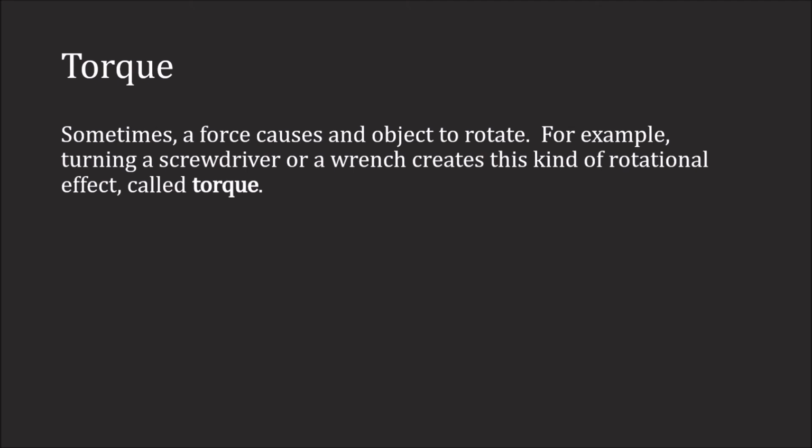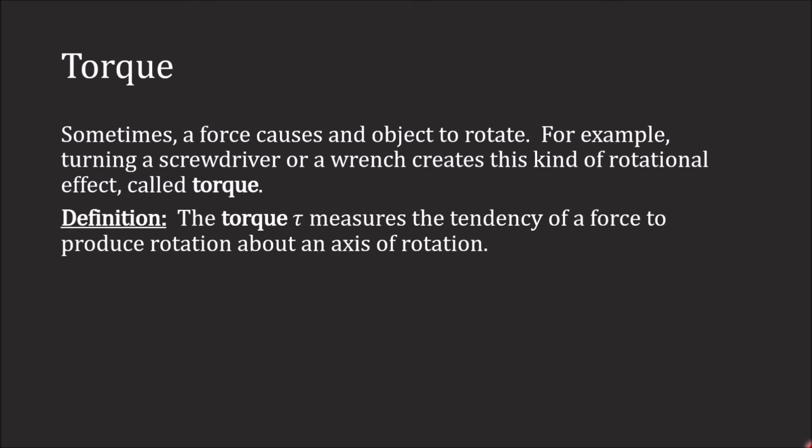So sometimes a force causes an object to rotate. So for example, turning a screwdriver or a wrench creates this kind of rotational effect called a torque. So the torque tau measures the tendency of a force to produce rotation about an axis of rotation. So this is the Greek letter tau.